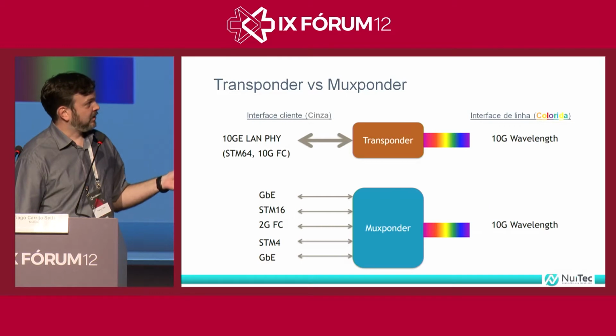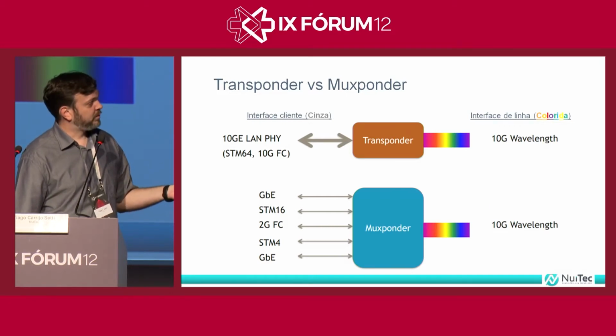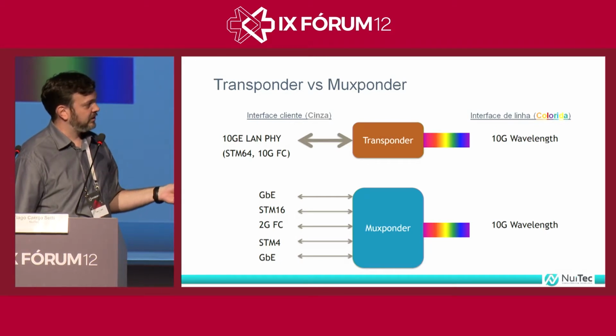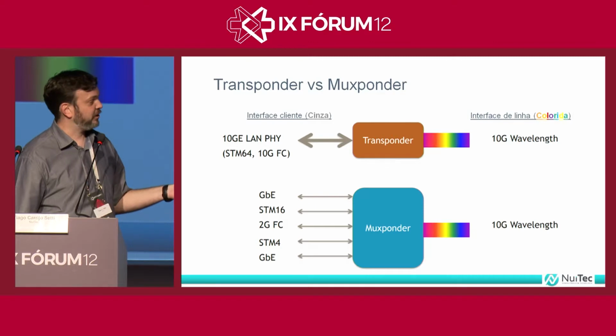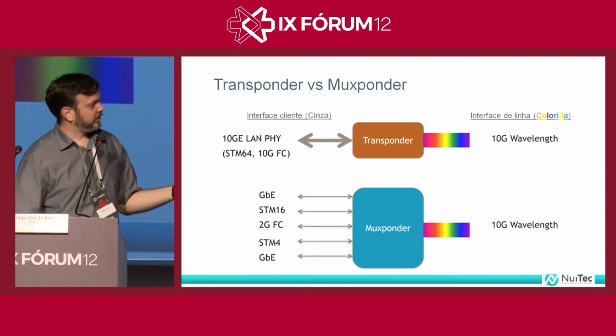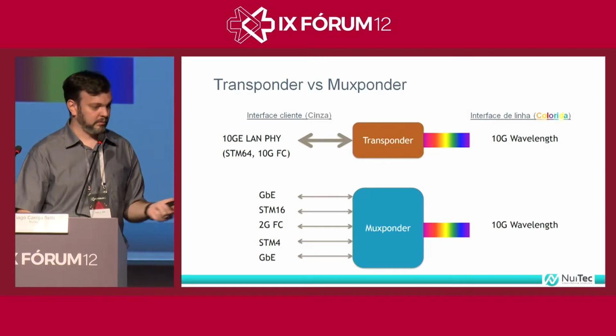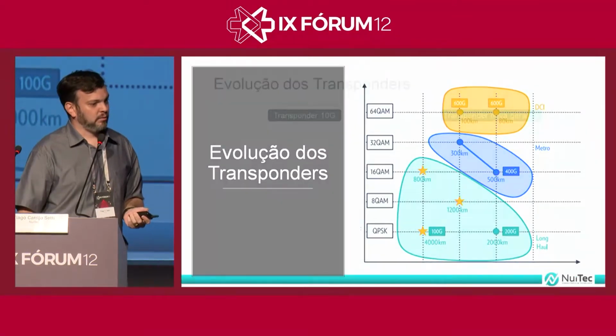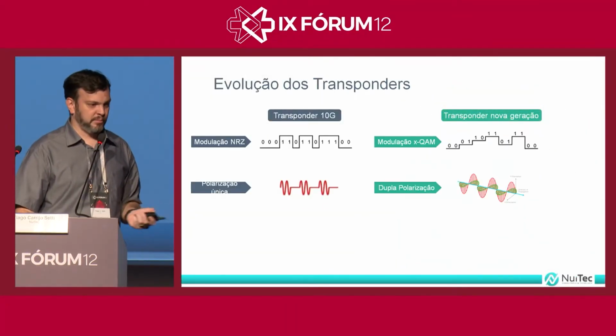A transponder is one-to-one. You take a gray signal into a colored signal, and the mixponder is a device where you can multiplex different services, all those on the left, and then you can take all of those signals to one single channel.